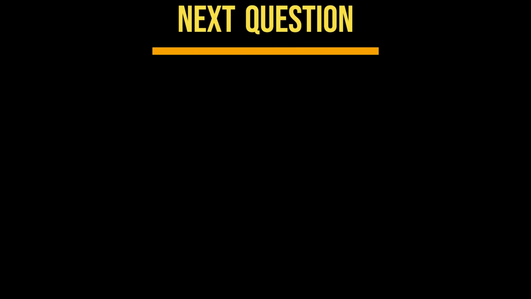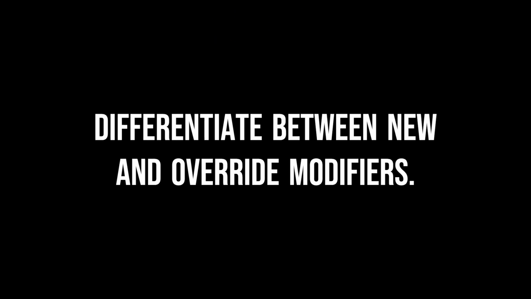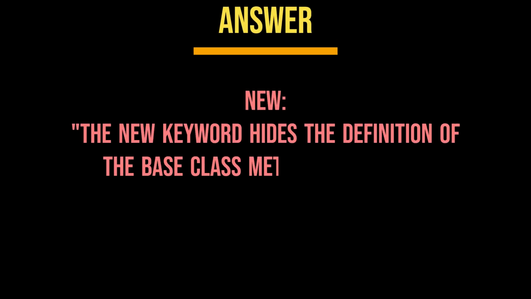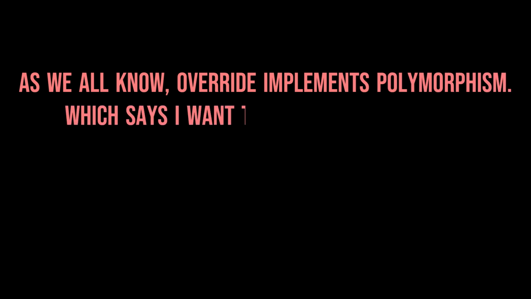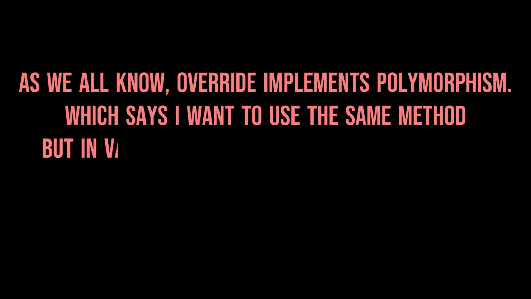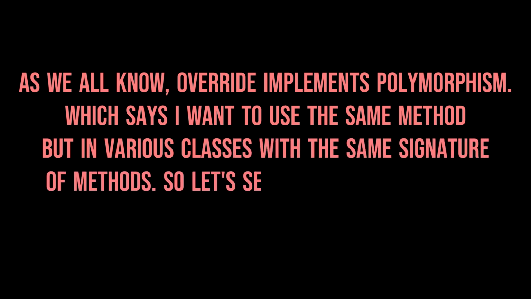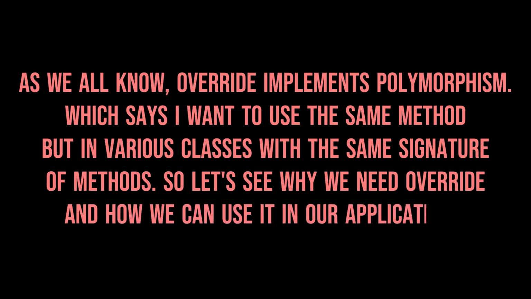Next question is, differentiate between new and override modifiers. New. The new keyword hides the definition of the base class method and gives a new definition in the derived class. As we all know, override implements polymorphism, which says I want to use the same method but in various classes with the same signature of methods. So let's see why we need override and how we can use it in our applications.